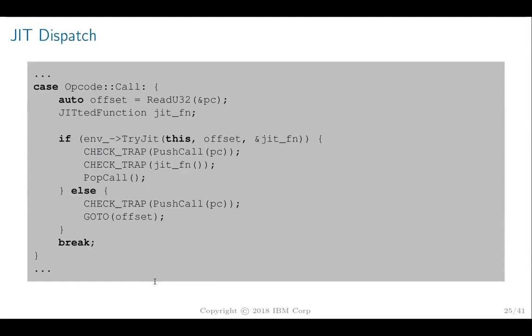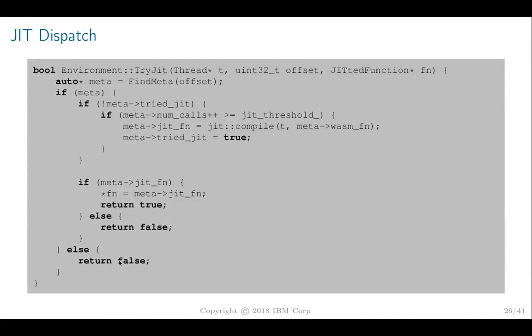One additional thing we do have to do there is we have to pop the return address manually. Usually the interpreter would do that when it encounters a return opcode. In this case, we don't have that luxury. There's all this stuff going on in try-JIT that I'm not going to go through, but it's there if you want to see it.